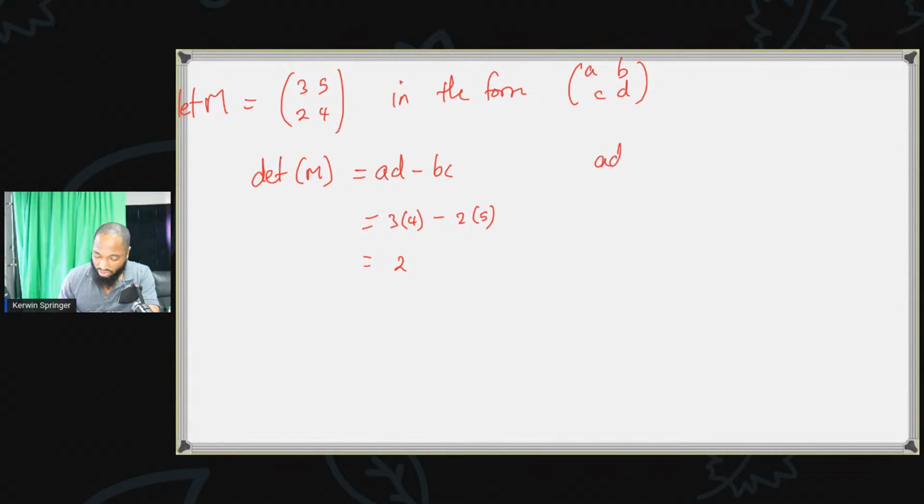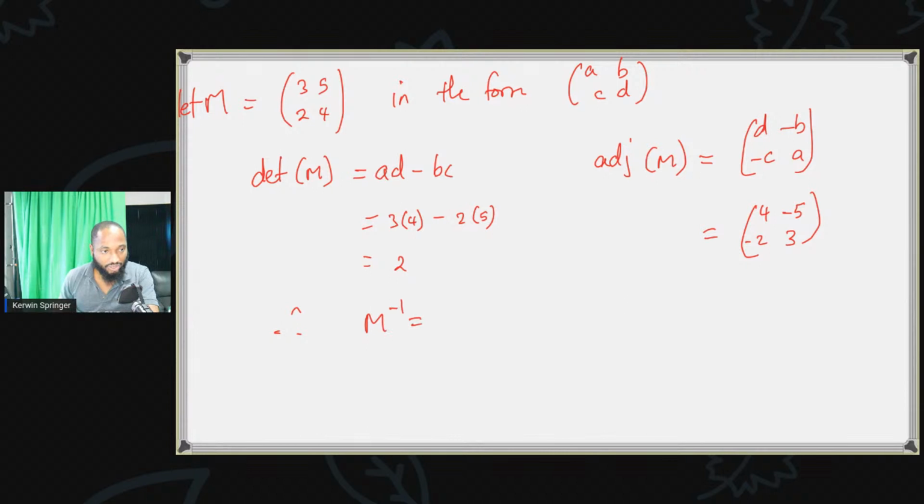And then the adjoint of M is going to be equal to, you swap these two. So you put the d and the a, and you switch the sign here. So you put a negative sign to indicate that we're switching signs. How do you all feel about that? So this is going to be 4, 3 here, and negative 2, negative 5 there. Okay, so therefore the M inverse, or the inverse of the matrix, is going to be a half of 4, negative 2, negative 5, 3. There you go. Cayley Hamilton matrices, look it up.